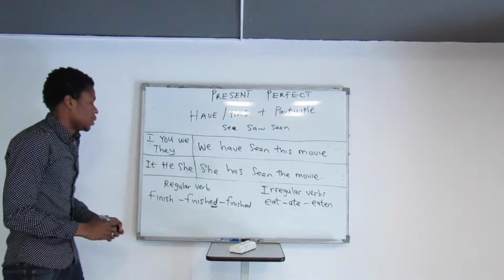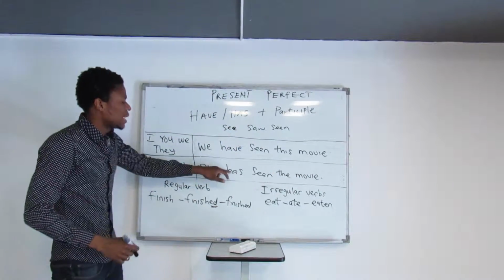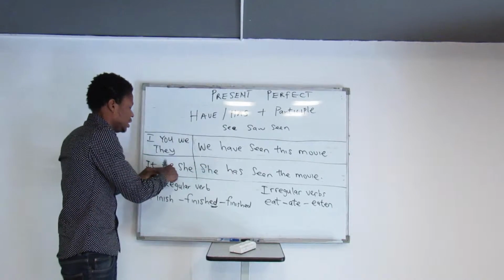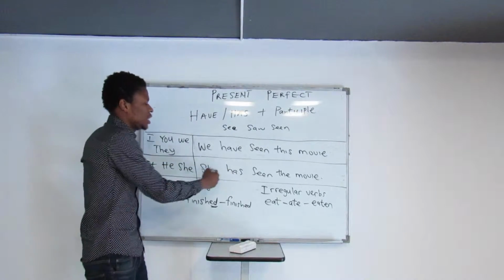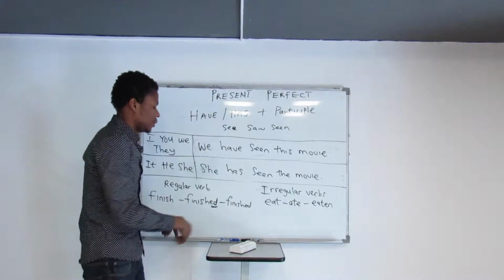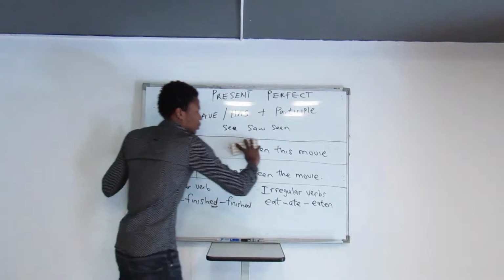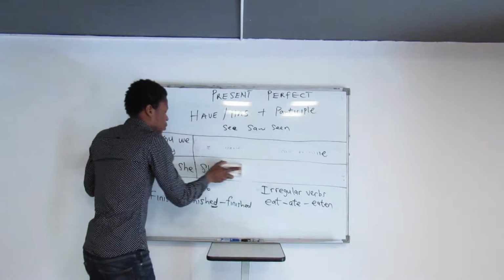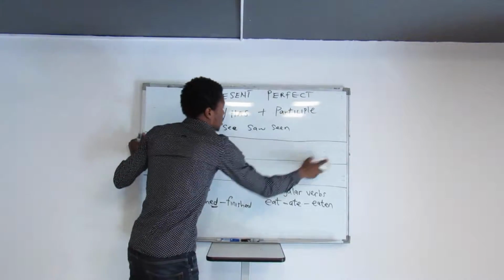Alright, so the same situation, when we want to use has, we use it with he or she. So we have, she has seen the movie. Now let's talk about negative questions with present perfect.